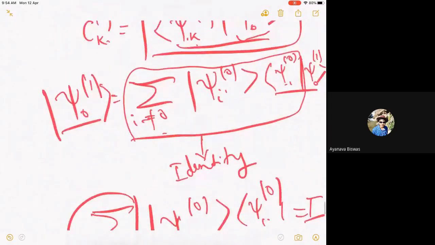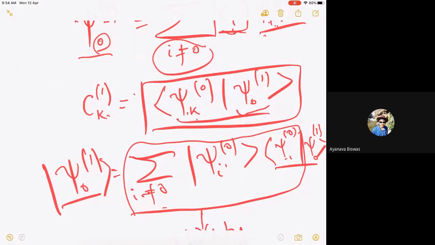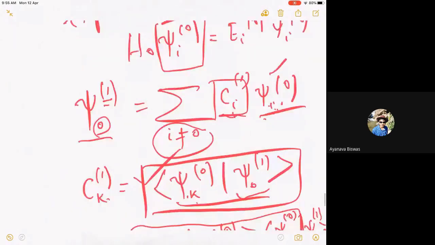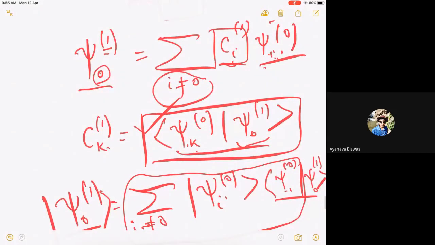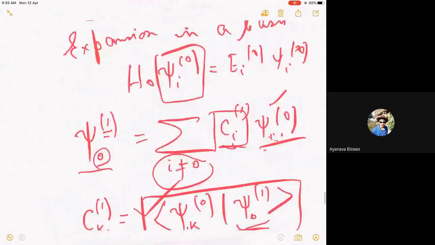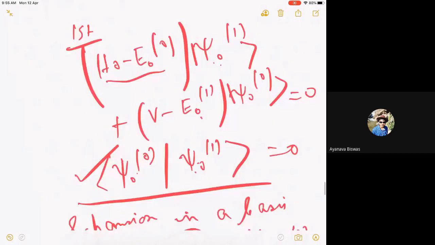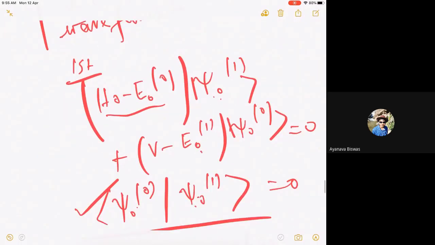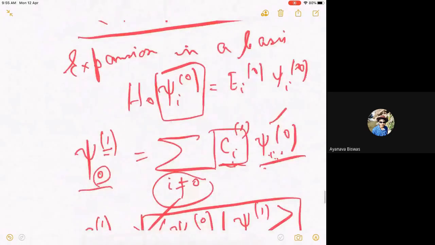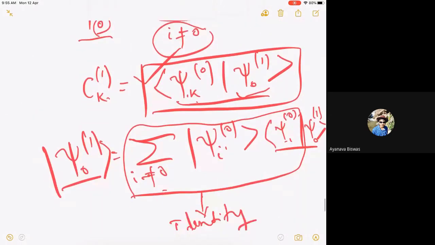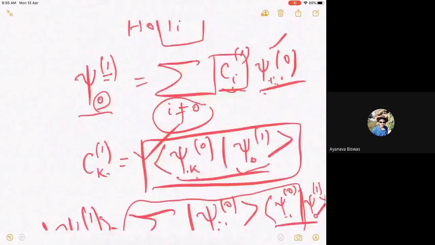In any case, what I now require is a solution of this, psi k 0, psi 0, 1 for all k, and then I'm done, because then I get the c i 1. I already know the psi 0, 1, right? So I come back to the first order equation here. This is my first order equation, and I try to get psi k 0, psi 0, 1.